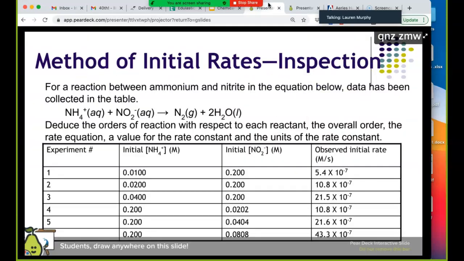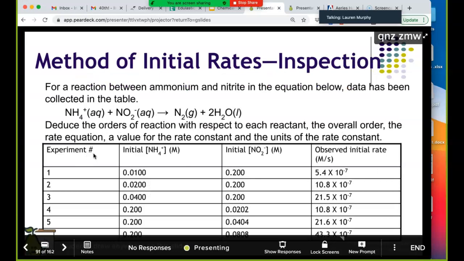Okay, so we're going to just do more practice today. Now, notice this one, whoever did this experiment, they did tons of different trials. They did 1, 2, 3, 4, 5, is it 6 or 7?